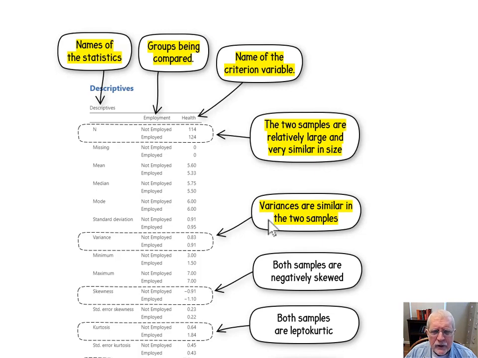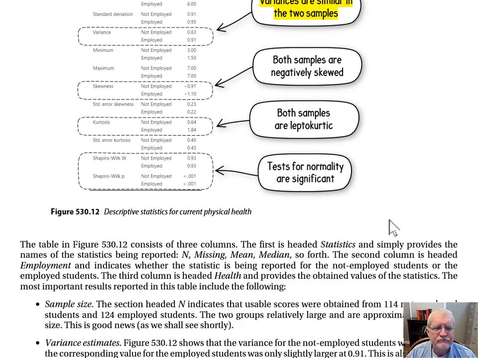Variances are similar in the two samples. What do you mean by that? We're looking at variances. The variance for the not employed people is 0.83. For the employed people, it's 0.91. Those variances are similar to each other. In a minute, we'll see why that is a good thing.